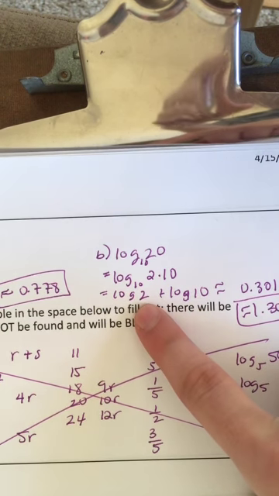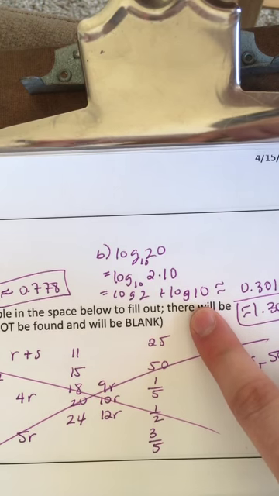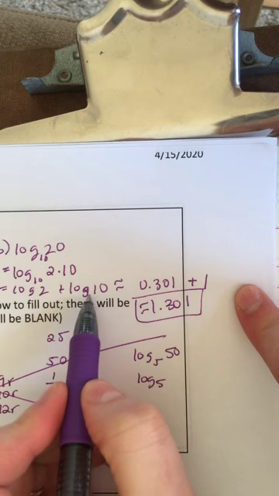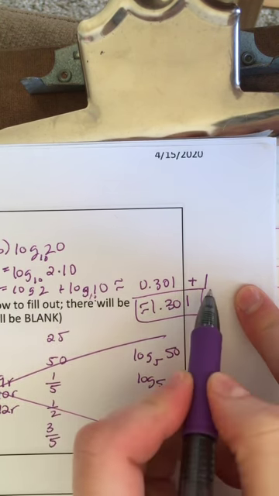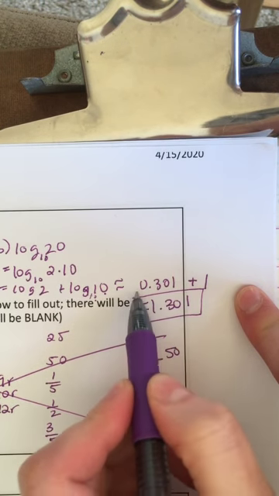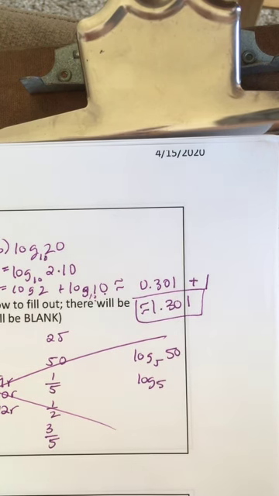So now I have log 2. They gave me that approximation. And now I have log 10 with the base property, the base theorem. Log base 10 of 10 is just 1, because 10 to the 1 power is 10. So I'm going to get approximately 0.301 plus 1, and so my approximation is 1.301.